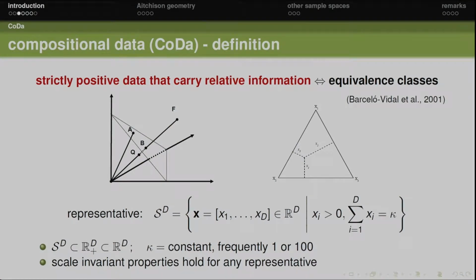In practice, the simplex is a subset of the positive orthant of real space, which is itself a subset of D-dimensional real space. The constant to which the data are closed is frequently 1 or 100 parts per unit, probabilities also, or proportions, percentages, but we require scale invariance for all the properties, so that it holds.